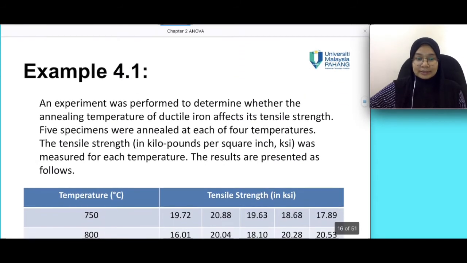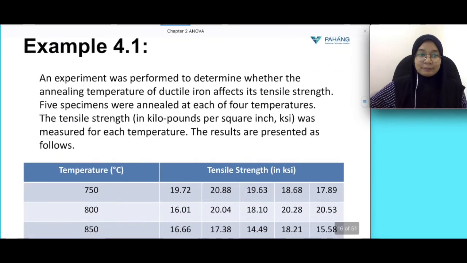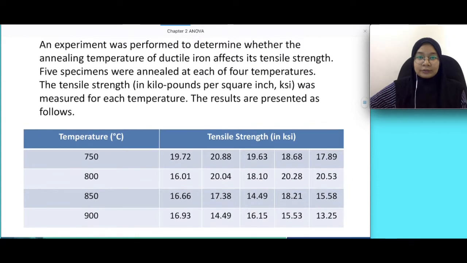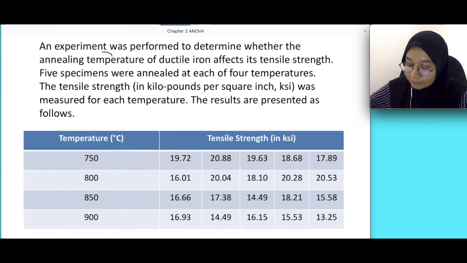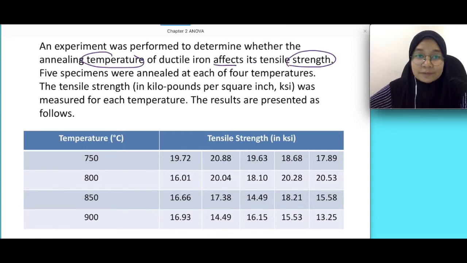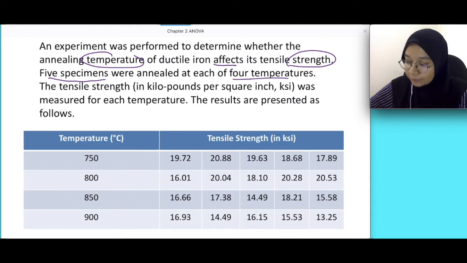So let's look at the example. Example 4.1. An experiment was performed to determine whether the annealing temperature of ductile iron affects its tensile strength. Five specimens were annealed at each of 4 temperatures. The tensile strength was measured for each temperature. The results are presented as follows.